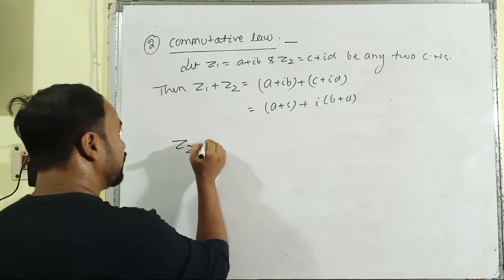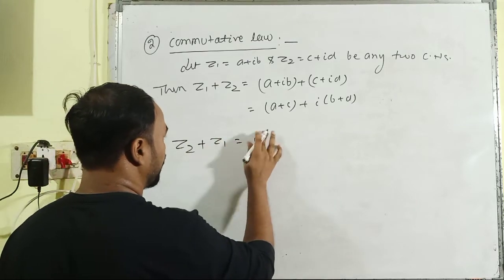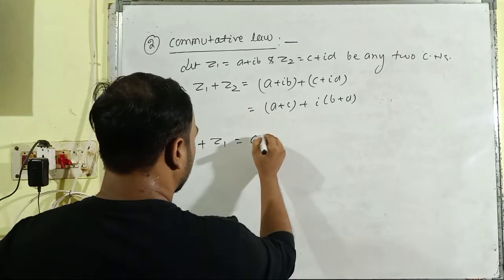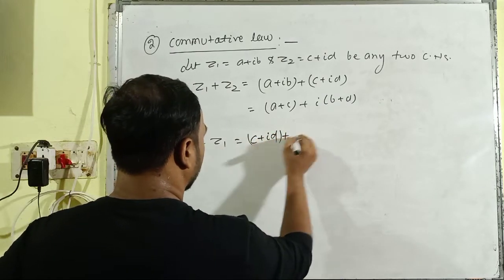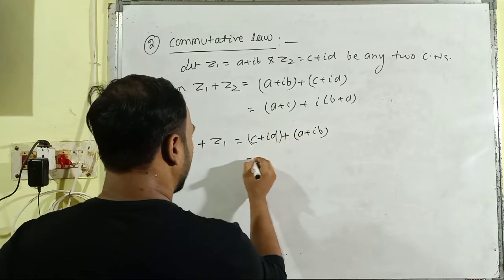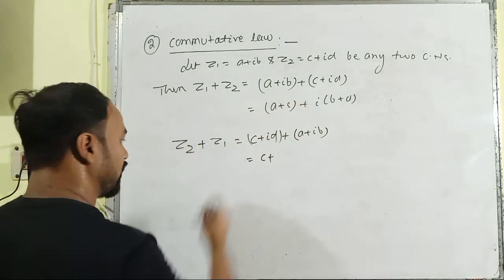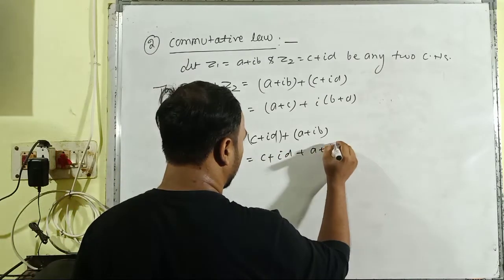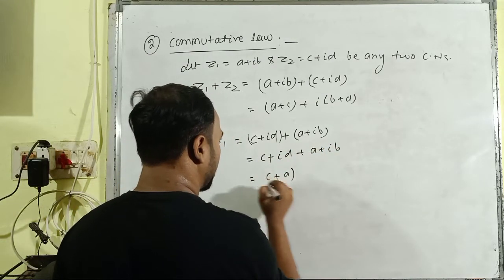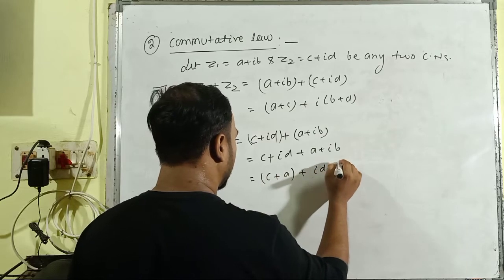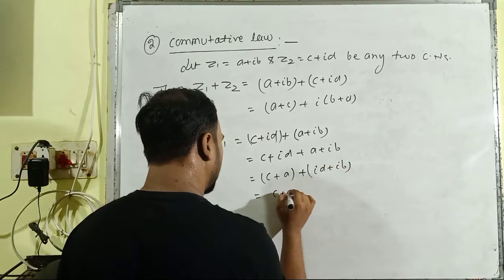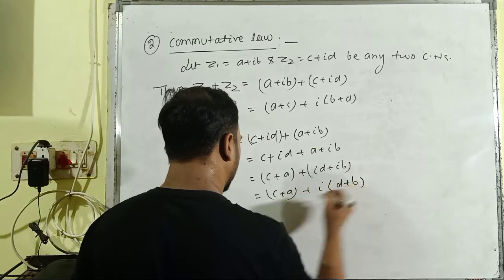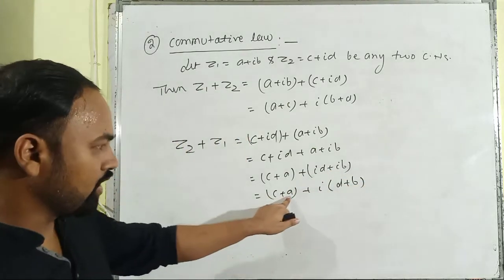Then Z2 plus Z1 will be, so first of all we have to write down the value of Z2 here. So c plus id plus a plus ib. By simplifying, we can go through the simplification part here. Okay, I have skipped a step here. c plus id plus a plus ib, then combining c plus a and then id plus ib, we can have c plus a, and taking i common from the last two parts, it is d plus b. And these are real numbers.